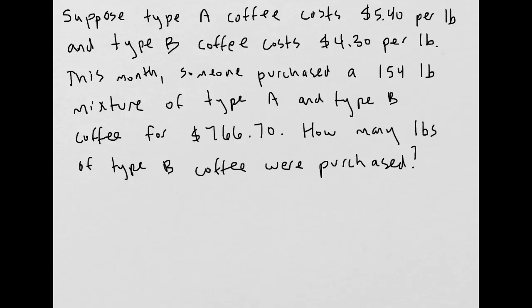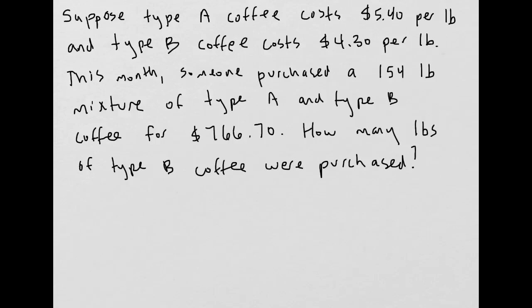If I just read it through, suppose type A coffee costs $5.40 per pound and type B coffee costs $4.30 per pound. This month, someone purchased a 154-pound mixture of type A and type B coffee for $766.70. How many pounds of type B coffee were purchased?